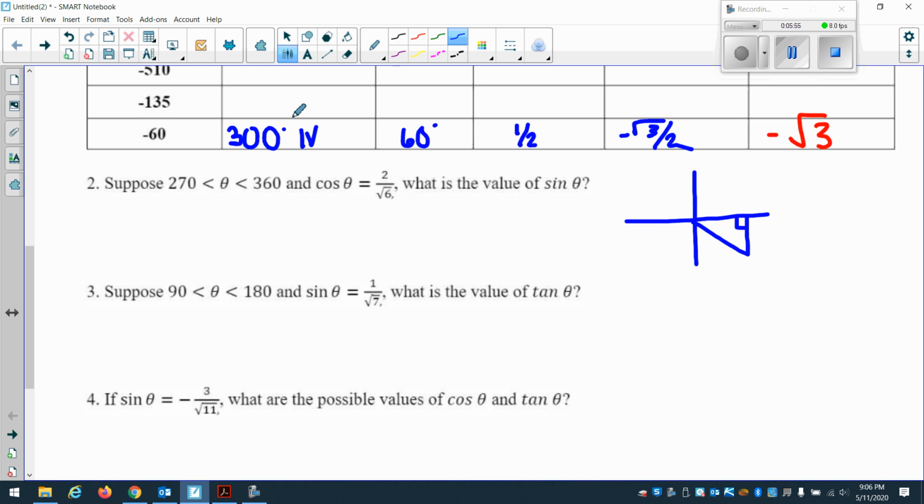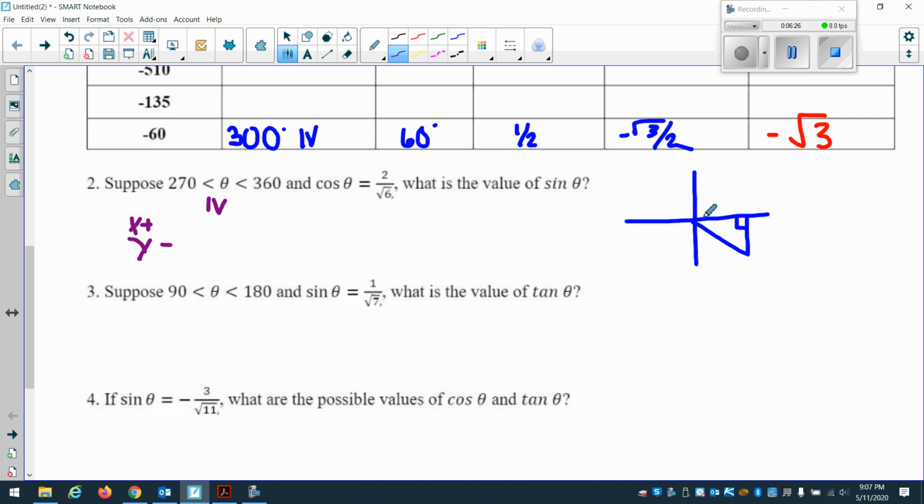Okay, so they're telling us that suppose theta, which is your angle, is between 270 and 360. Well, what quadrant is that in? Quadrant 4. So I draw my little triangle here. In quadrant 4, my x is positive, my y is negative. Okay, so they're telling us cosine is 2 over root 6.